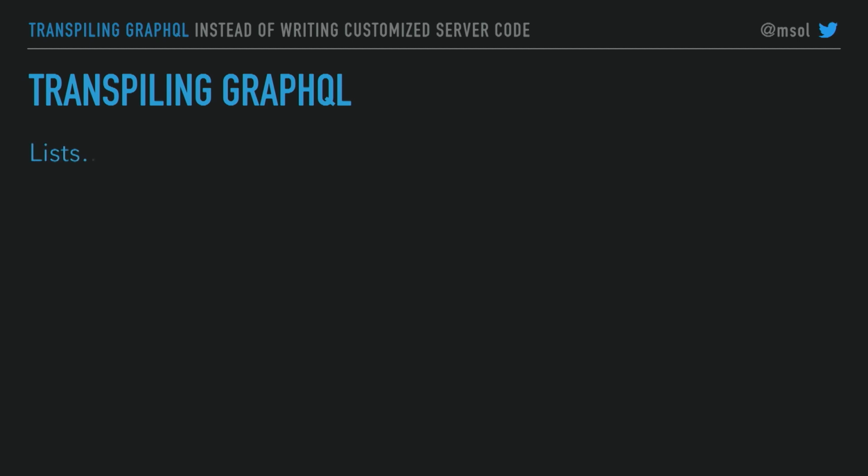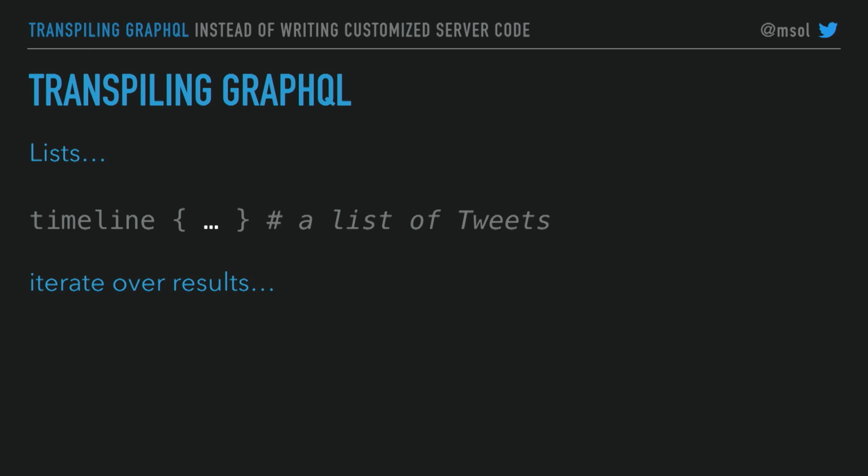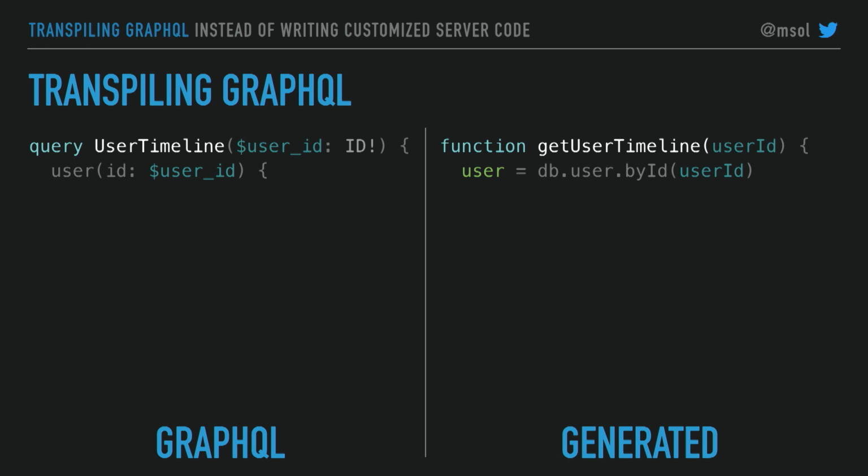So we're not actually done with timelines yet, because timelines are lists of tweets. And we need to deal with that aspect of it as well. So for lists, when we look up timeline, we know from the schema that a timeline is a list of tweets. We need to iterate over the results and do something for every item in that list. So we can generate some code like this, where we map over the timeline and do something for every tweet inside it. All right, let's put this back in context so we can actually maybe understand what's going on.